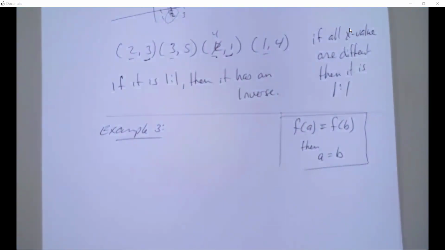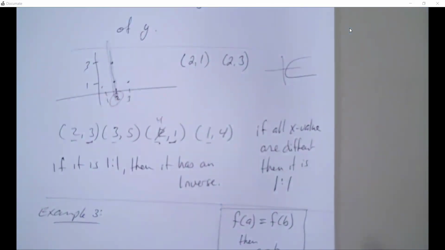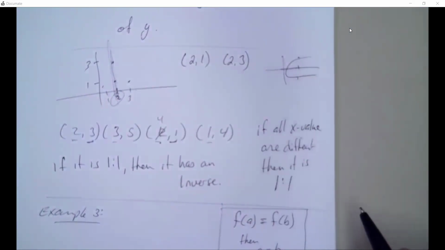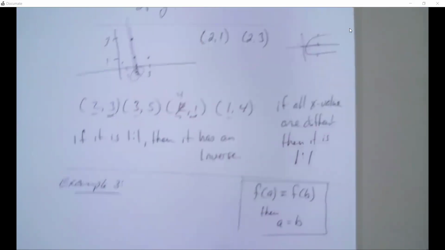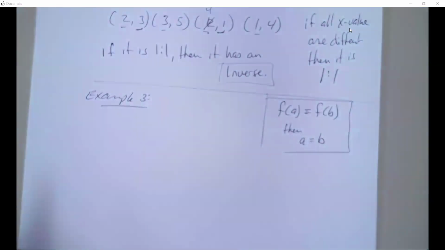The reason our other one didn't work, the x equals y squared minus y, is that the graph would have looked like that. So for every one x, I would have two values of y. That's why I didn't have an inverse. If it's 1-to-1, then it has an inverse. Conversely, if it has an inverse, then it must be 1-to-1.